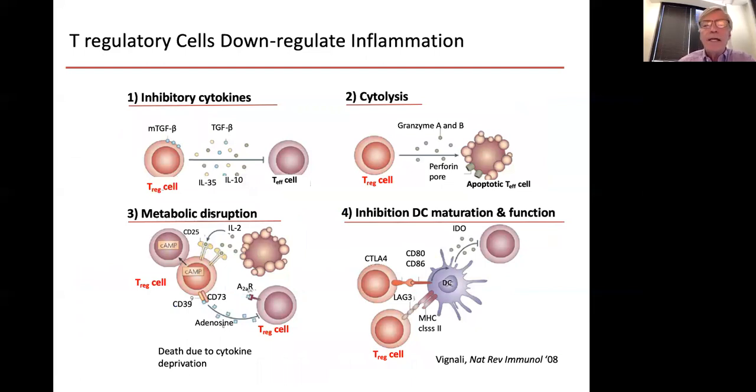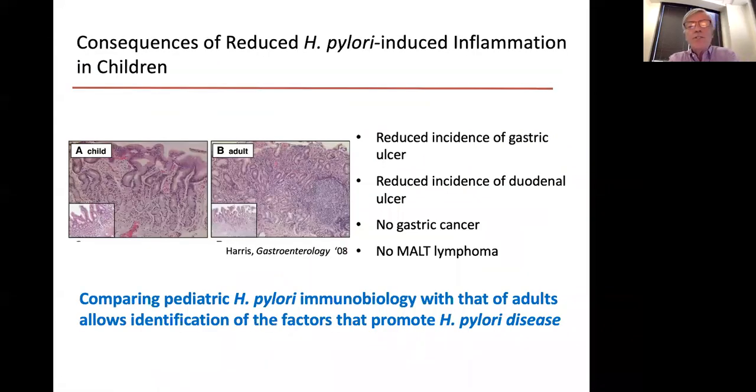Just want to mention that T regulatory cells downregulate the inflammatory response through inhibitory cytokines such as TGF-beta and IL-10. They also induce cell killing through inducing apoptosis in T effector cells. They disrupt metabolism. They inhibit dendritic cell maturation and function, all of which tend to downregulate the inflammatory response. So in summary, the consequences of reduced H. pylori inflammation in children is a reduced incidence of gastric ulcer, duodenal ulcer, gastric cancer, and lymphoma.